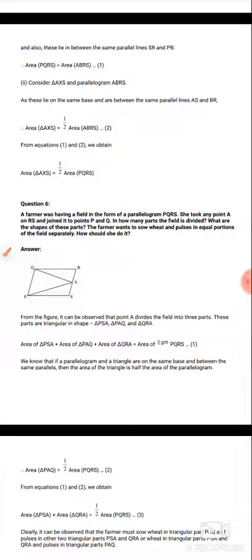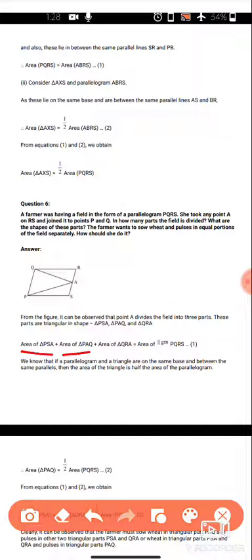Now from the figure it can be observed that point A divides the field into 3 parts. These parts are triangular in shape, that is triangles. First triangle is triangle PSA, second is triangle PAQ, and third is triangle QRA. Okay, now when you will add all these 3 triangles, you will get one parallelogram. So area of triangle PSA plus area of triangle PAQ plus area of triangle QRA will be equal to area of parallelogram PQRS.